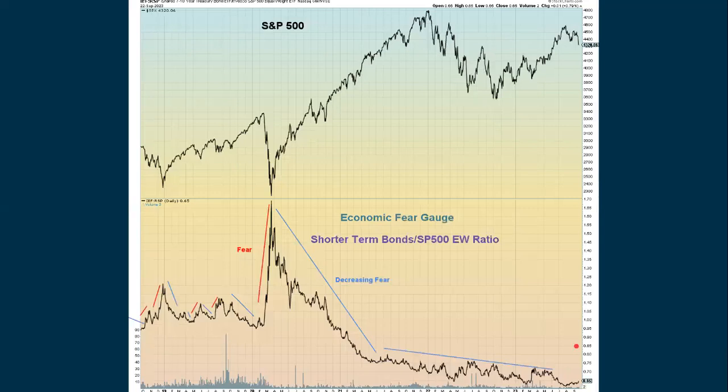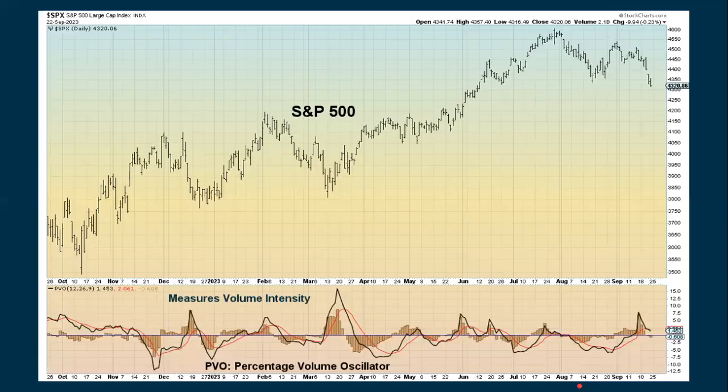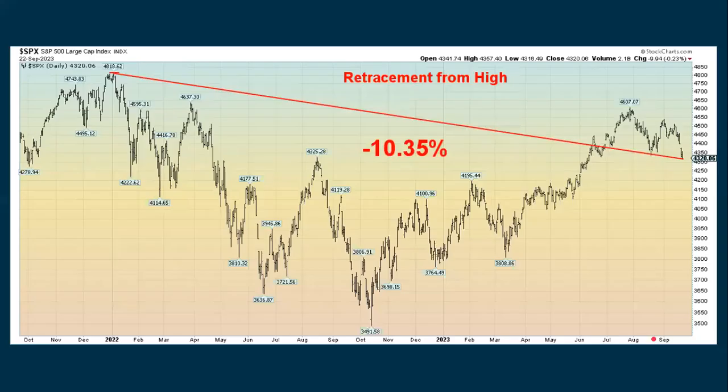Then we look at different variations of fear gauges. When fear is high, this gauge goes up. We can see over here, this really went up. Well, this has been really decreasing lately, but even in Friday's session, we ticked up just slightly. We also keep an eye on volume, where it's tending to drop below average. Even on the down days that we've been seeing, volume has been dropping off.